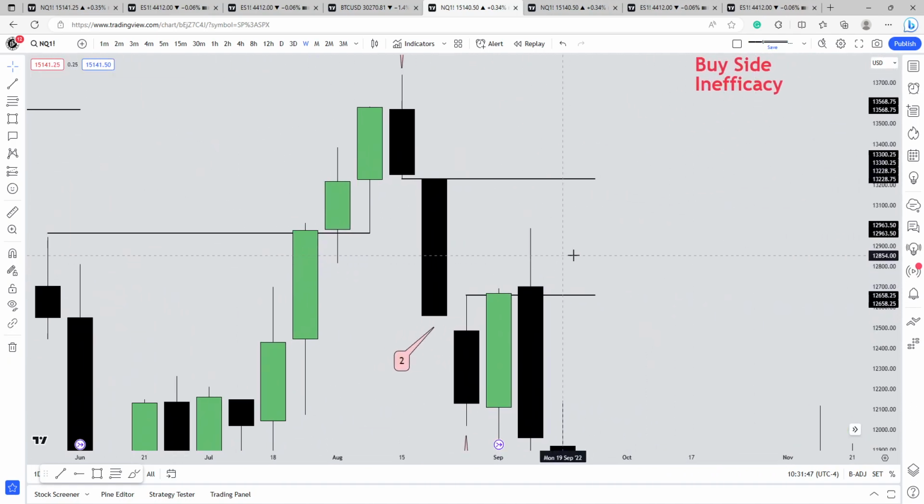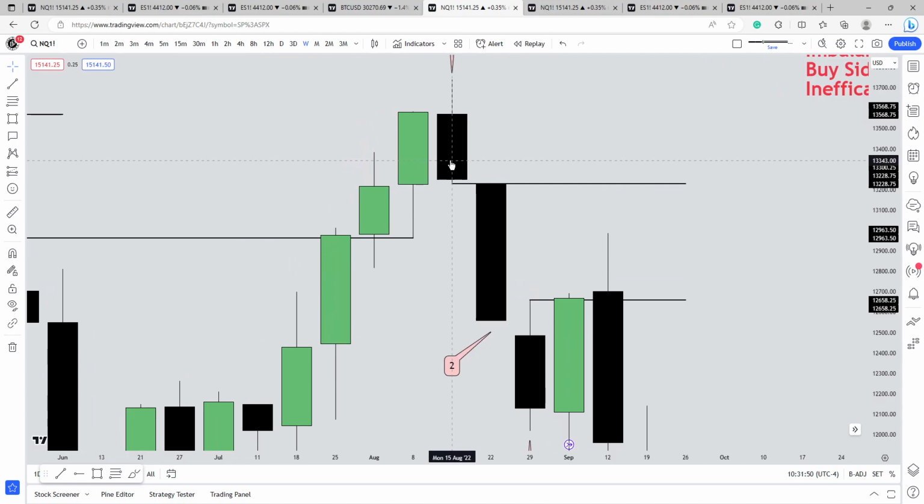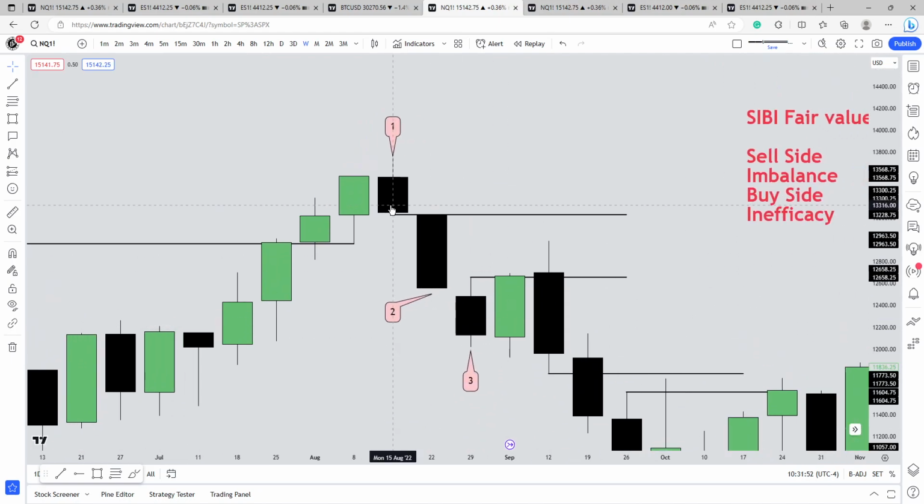The reason that this is a fair value gap is because candle number 1, if we zoom back out, candle number 1's low and candle number 3's high do not overlap. The delivery is only down in here.